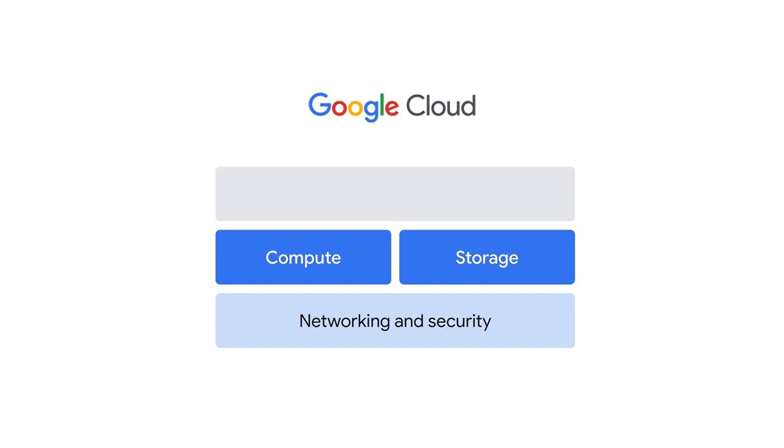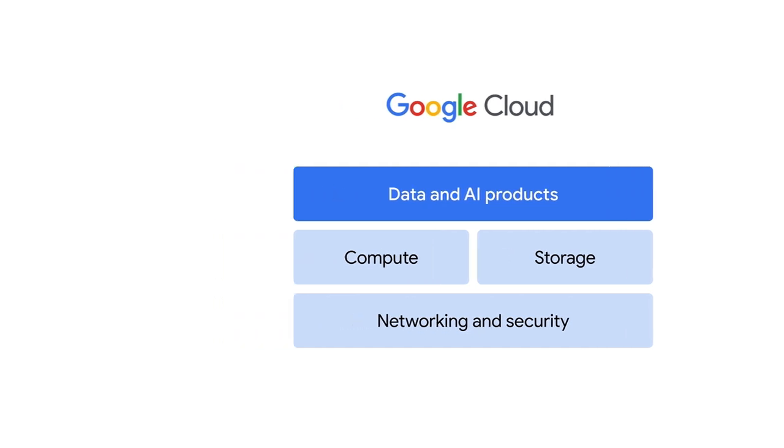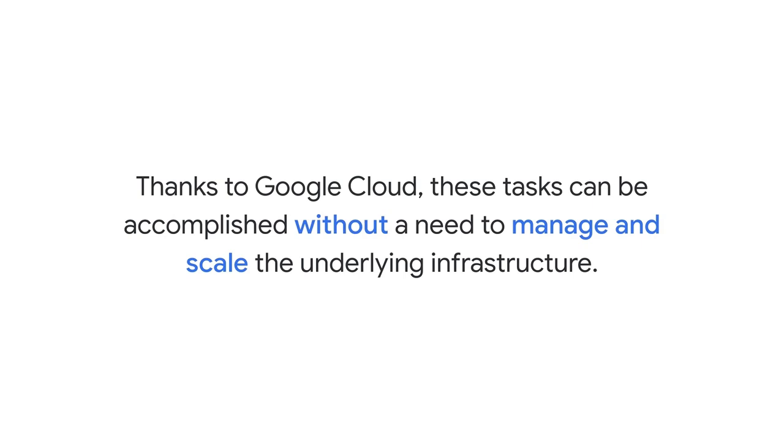Google Cloud separates, or decouples, as it's technically called, compute and storage so they can scale independently based on need. The top layer includes data and AI machine learning products, which enable you to perform tasks to ingest, store, process, and deliver business insights, data pipelines, and ML models. Thanks to Google Cloud, these tasks can be accomplished without needing to manage and scale the underlying infrastructure.